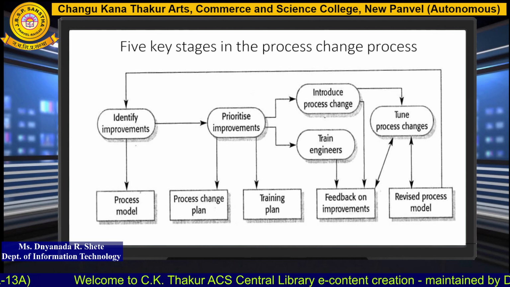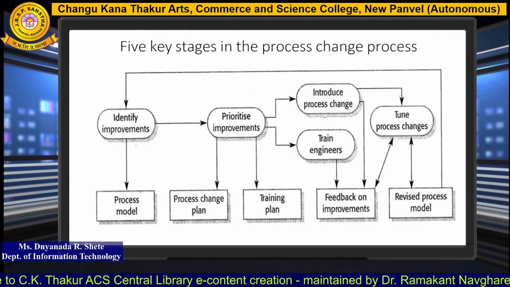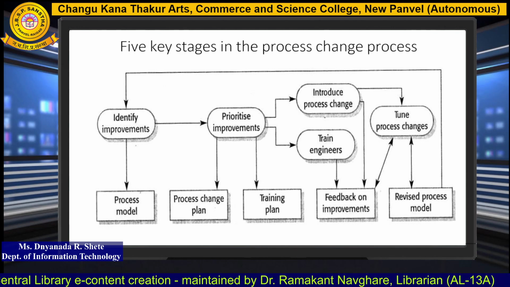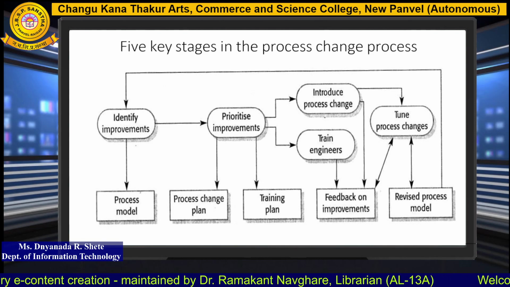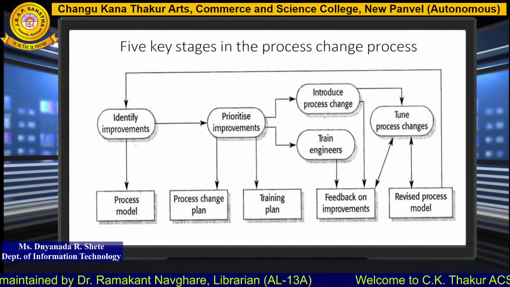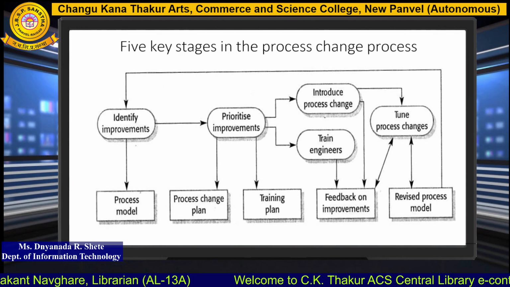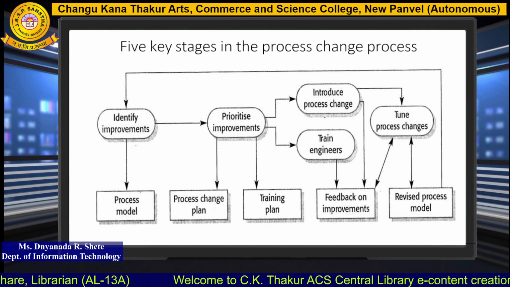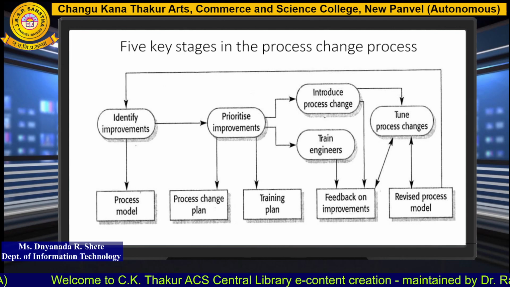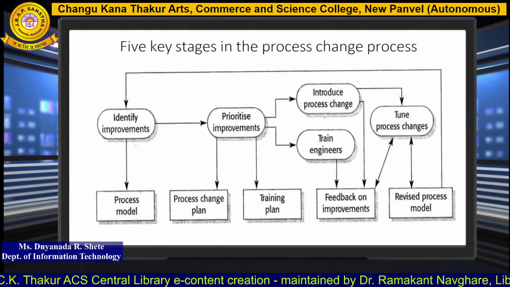This is a diagram of the 5 key stages in the process change. The first is identification of your improvement, then your process model, then priority-wise improvement. In priority-wise improvement there is a process change plan, and the second one is a training plan. After that it will introduce your process change and train engineers as per the plan. After that comes feedback on improvement. Next, when you are introducing a process change, tune the process change and revise your process model. So these are the 5 key stages of process change.